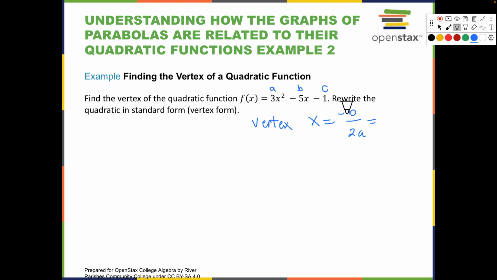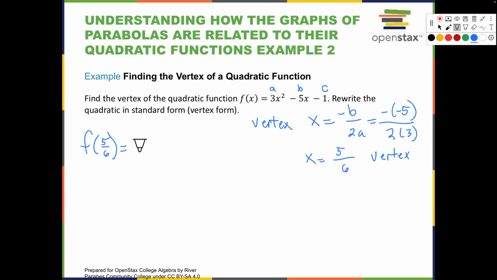b would be negative 5, so we're going to have minus negative 5, over 2 times a, which is 3. So the x-coordinate of the vertex is positive 5 over 2 times 3, which is 6. So that is our x-coordinate of the vertex. How do we get the y-coordinate? We plug that number, the x-coordinate, 5/6, into the quadratic.